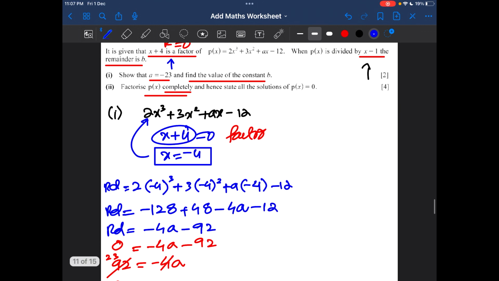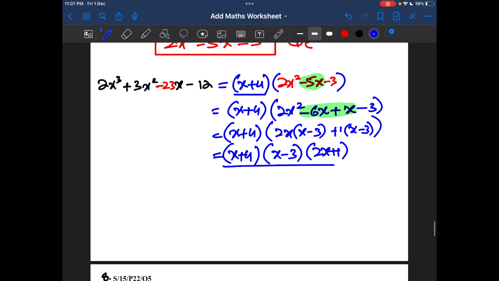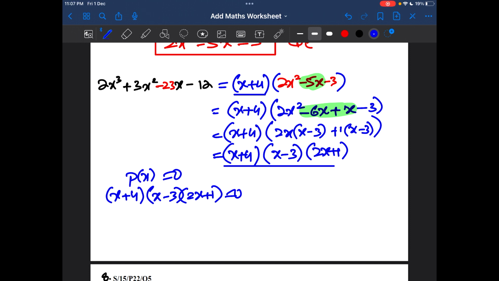Now they are asking to find all the solutions when p(x) equals 0. So again, this is the factorized form of p(x). If I put p(x) equal to 0, it means (x plus 4)(x minus 3)(2x plus 1) equals 0. When we have 3 brackets, or however many brackets, that are multiplying each other and equal to 0, you can separate them: x plus 4 equals 0, x minus 3 equals 0, 2x plus 1 equals 0.